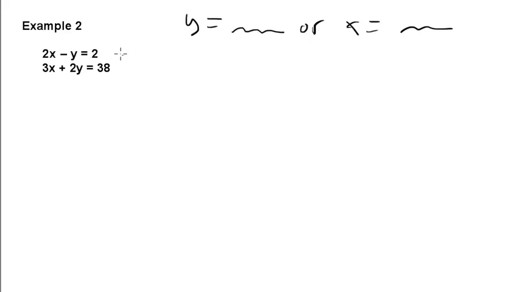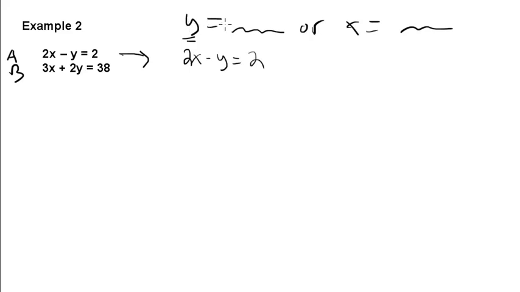And you'll see what I mean by rewriting this top one here. Let's call this equation A on the top, B on the bottom. Let's rewrite A as, let's try to rewrite it as y equals stuff. Well, let's see. First off, let me rewrite it out here. 2x minus y equals 2.